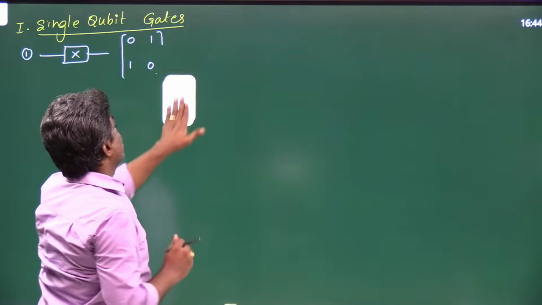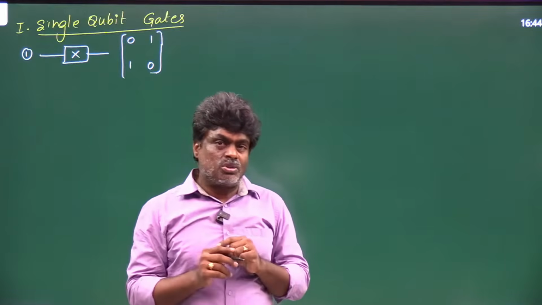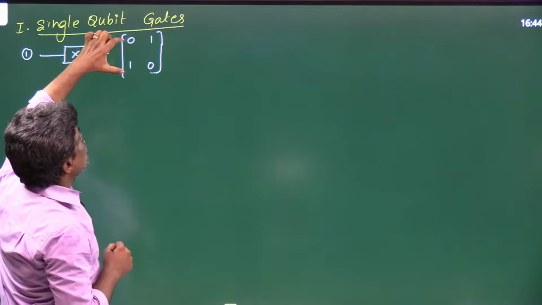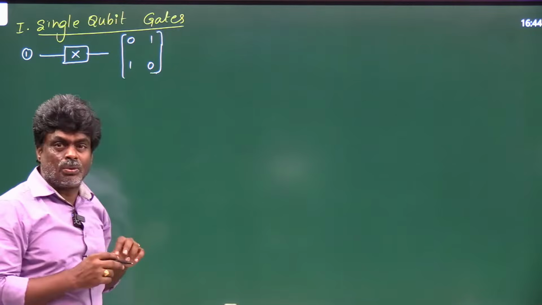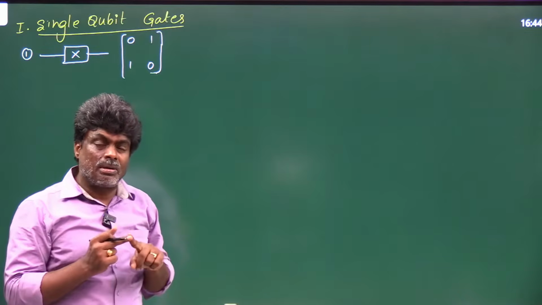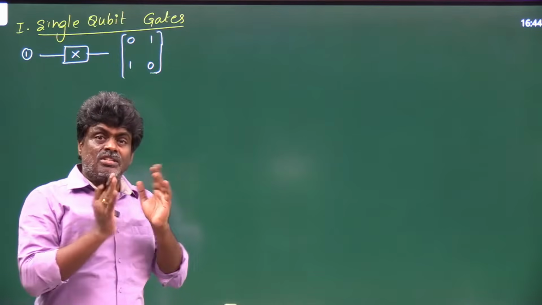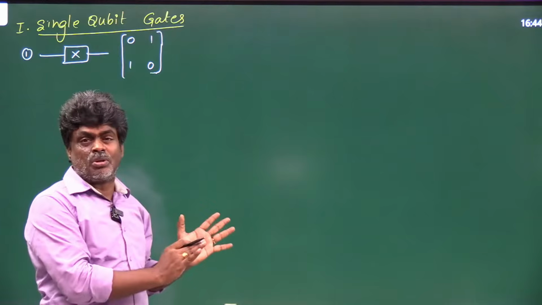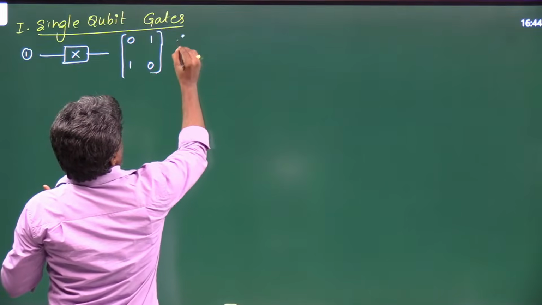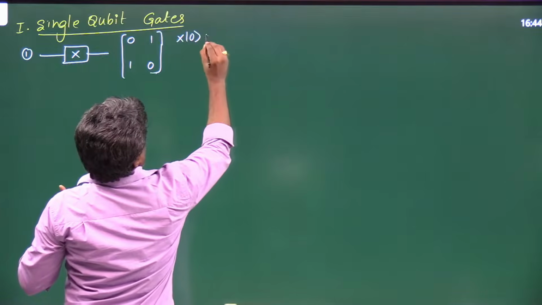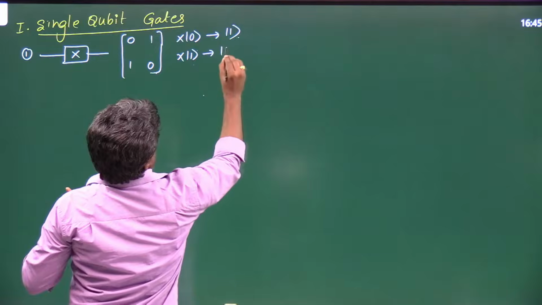Now please compare this with the identity matrix. Identity matrix is 1 0 0 1. So in the place of 1 0 you have 0 1. In the place of 0 1 you have 1 0. That means this Pauli gate will interchange 0 1 to 1 0, 1 0 to 0 1. I hope you understand. That's it. So this will interchange: 0 becomes 1 and 1 becomes 0.